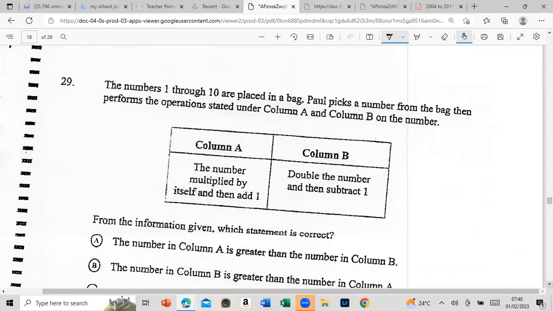Numbers 1 to 10 are placed in a bag. Paul picks a number from the bag, then performs the operation stated under column A and column B on the number. Column A: the number multiplied by itself and then add 1. Column B: double the number and then subtract 1. From the information given, which statement is true?